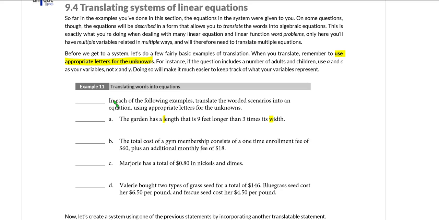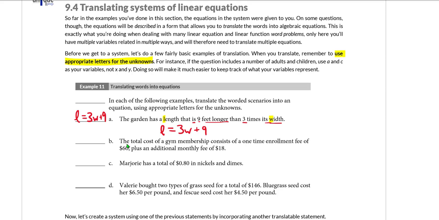So in 11a, the words here say that a garden has a length that is 9 feet longer than 3 times its width. So that translates into length, L, is 9 more than 3 times W. So 3 times W, and 9 more than that would be plus 9. We also could have done 9 plus 3W. That would have been fine. So this is L equals 3W plus 9. We have just translated those words into a linear equation.